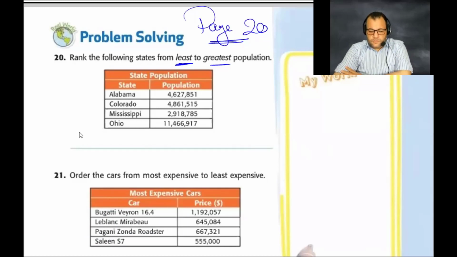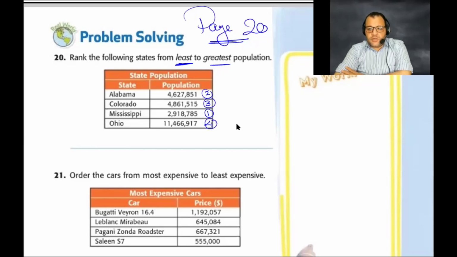The first number is 2,918,785. That's the first one. The second one is 4,627,851. The third one is 4,861,115. Okay, number four, Ohio, would be the last one.